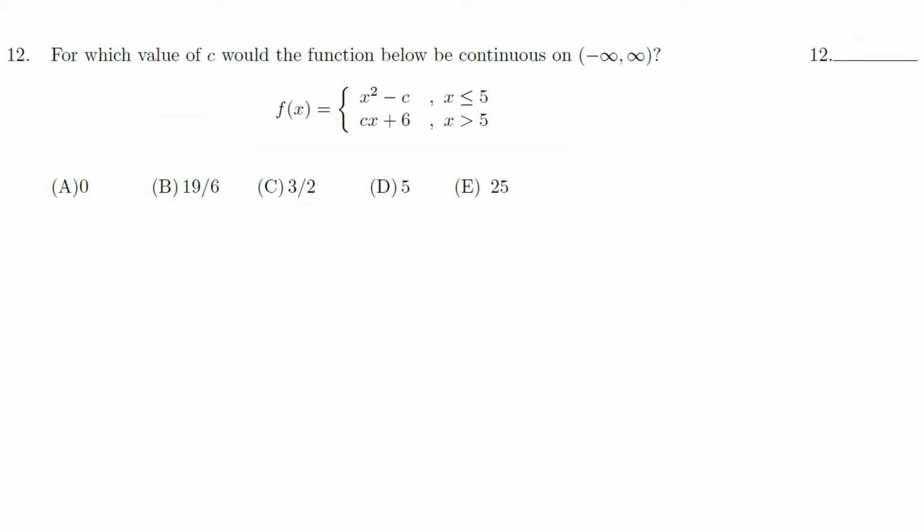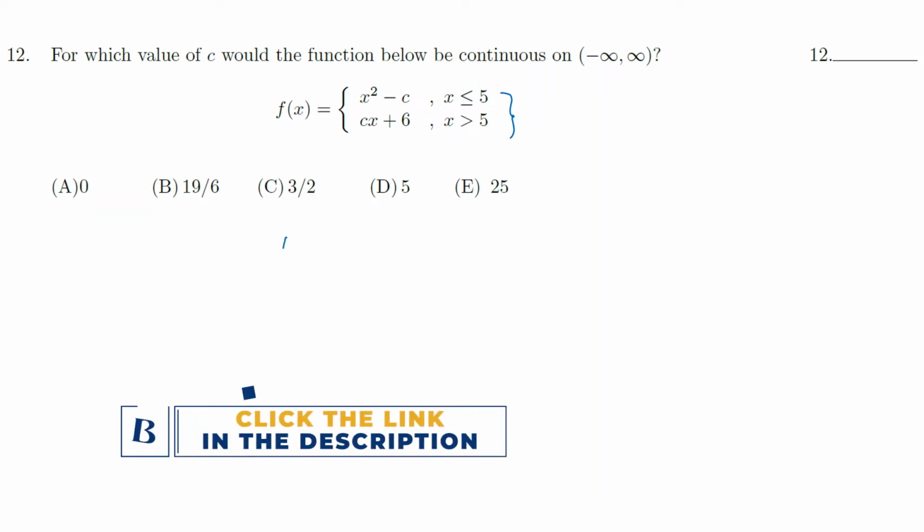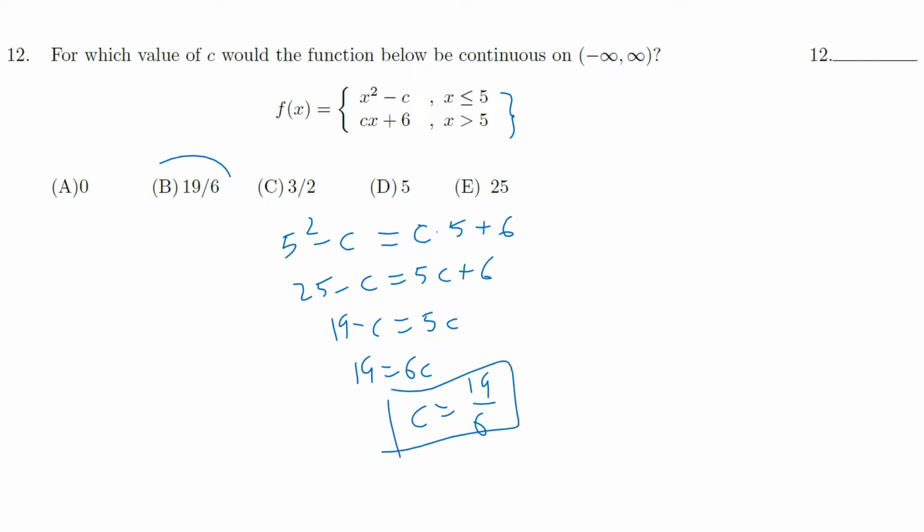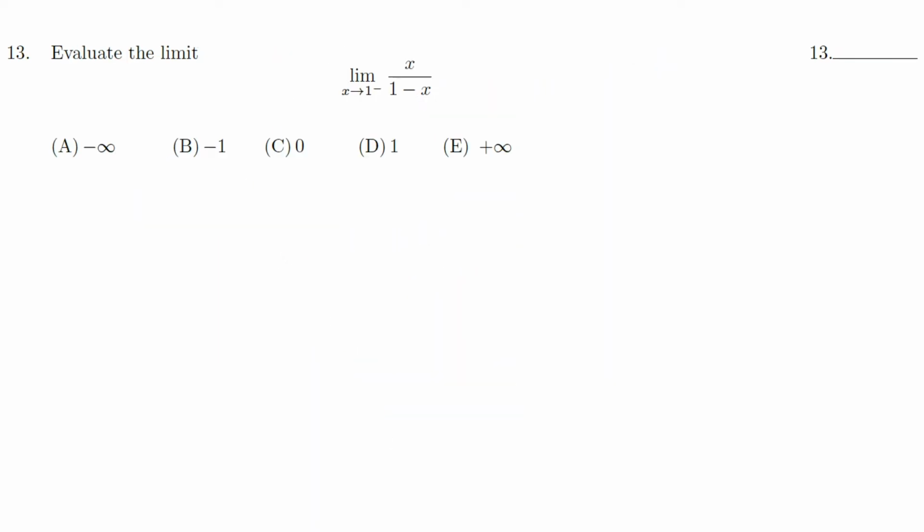Next, for each value of C, would the function below be continuous? Okay, so here we got the breaking point of 5. So I'm just plugging 5 for x. So it's going to be 5 squared minus C, and that has to be equal to C times 5 plus 6. So it has to be equal to 25 minus C. It has to be equal to 5C plus 6. I'm moving 6 to the other side, so it's 19 minus C equals 5C. I'm moving negative C to the other side, so it's 19 is equal to 6C. C is equal to 19 over 6. Very, very easy if you know the tricks.